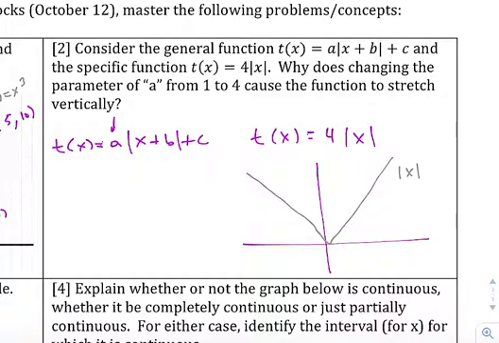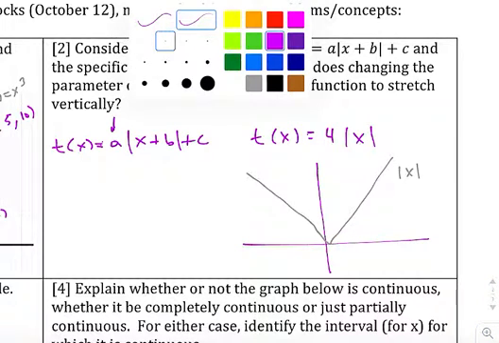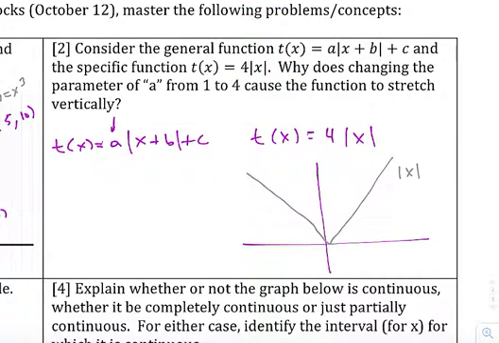This question is asking why. The best way to answer a question like this is to think about this as a point-by-point analysis. So we have a point here at 0, 0. We have another point here at 1, 1. Let's pick another one here. Let's call it 3, 3. Now remember, this is a parent function.